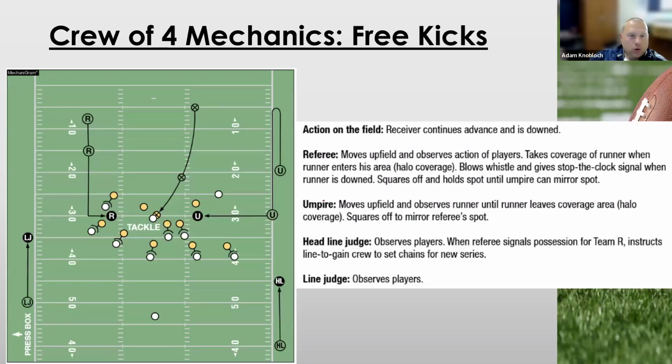Once we've got the tackle, the umpire is going to come into the field. The referee is going to come in. We're going to close down on this. We're really going to cover that dead ball spot, especially if it's in between the hashes. And then the linesman and line judge are going to come down, mark the end of the run, and get the chain set up.